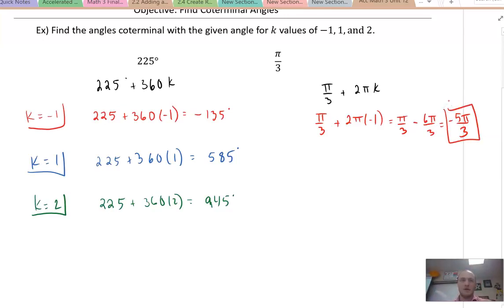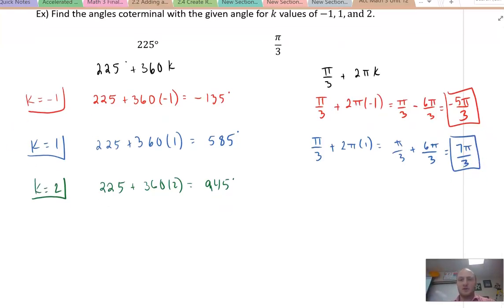All right. Okay, what if k is 1? This is simple. So I have pi thirds plus 2 pi times 1, which is just 2 pi. Converted to a fraction, that would be plus 6 pi over 3, which gives us 7 pi thirds. They're coterminal. They end in the same spot.